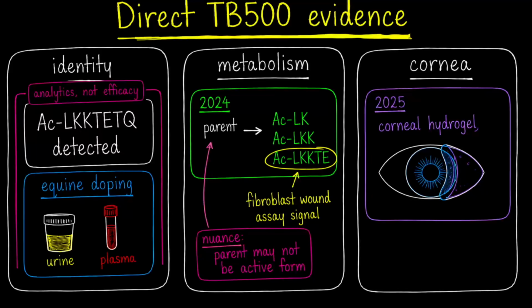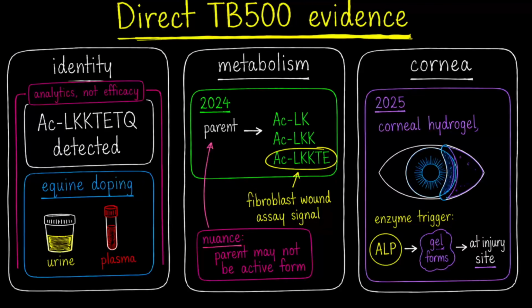And this was not using thymosin beta-4. And they used this local hydrogel model for corneal injury repair. And the hydrogel delivery system here was designed to respond to alkaline phosphatase, or ALP for short, an enzyme signal that's present at the injured corneal surface. So the experiment was not like, let's just give TB-500 and see what happens. It was, let's place TB-500 in a material that activates locally and temporally at the wound site.